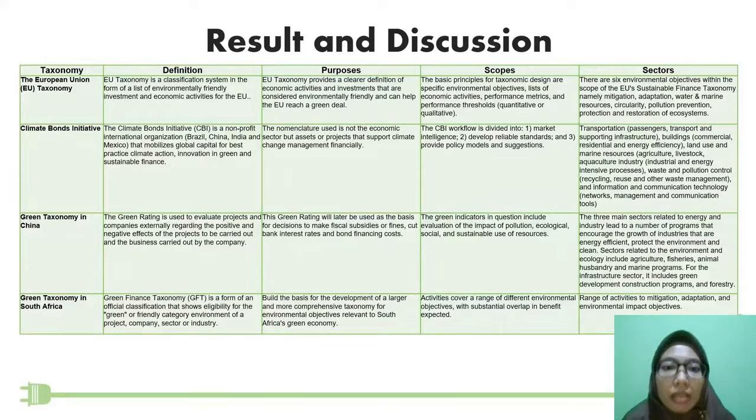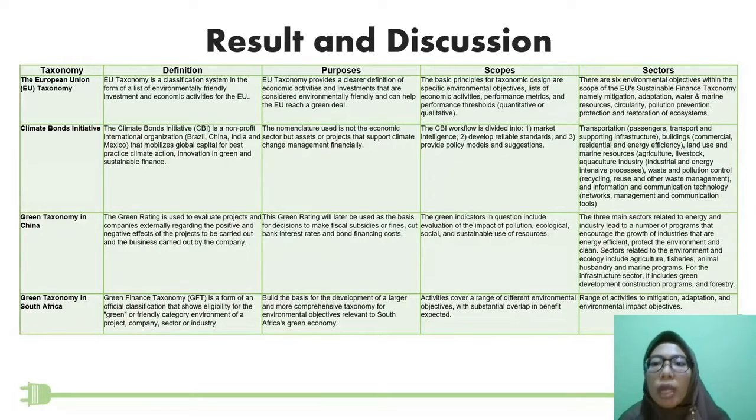And the purposes the green rating will be later be used as the basis for decisions to make fiscal subsidies or fines, cut bank interest rate and bond financing costs. And the scope the green indicator in question include evaluation of the impact of pollution, ecological, social, and sustainable use of resources.